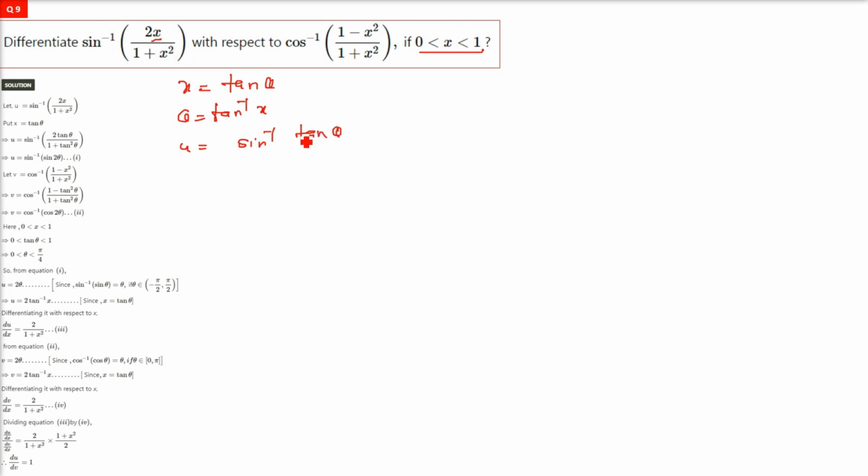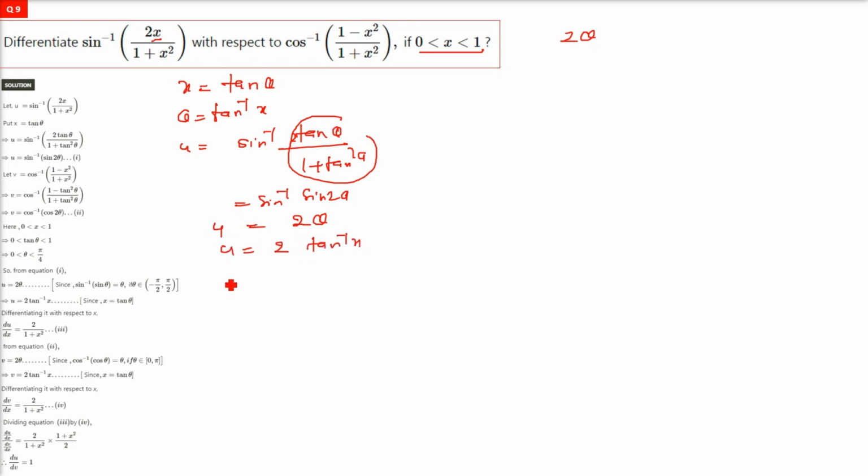So u is equal to sin inverse of 2 tan theta divided by 1 plus tan square theta. And this we have done a lot of times. 2 tan theta by 1 plus tan square theta is nothing but sin 2 theta. So sin inverse sin 2 theta, this sin and sin inverse we can cancel. I'll just check it for you just to recall. So theta is tan inverse x. Then du by dx is 2 times the derivative of tan inverse x, which is 1 by 1 plus x square. This is du by dx.